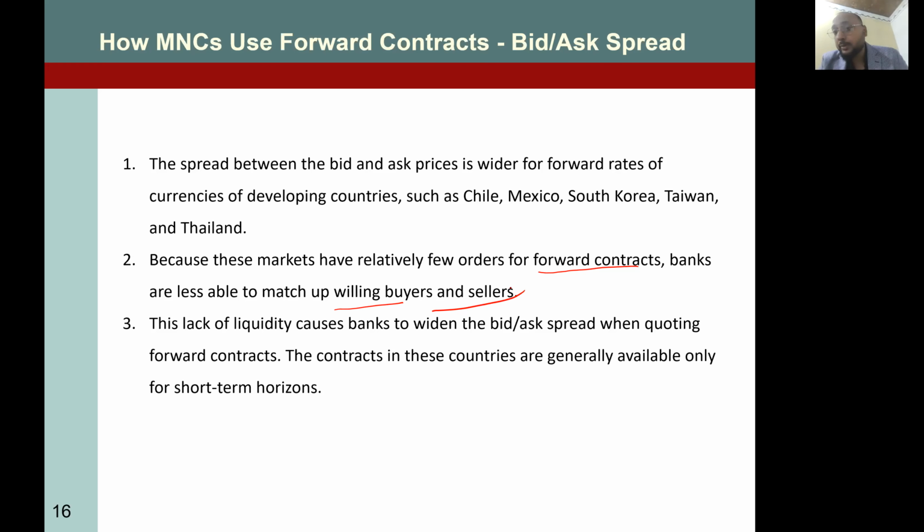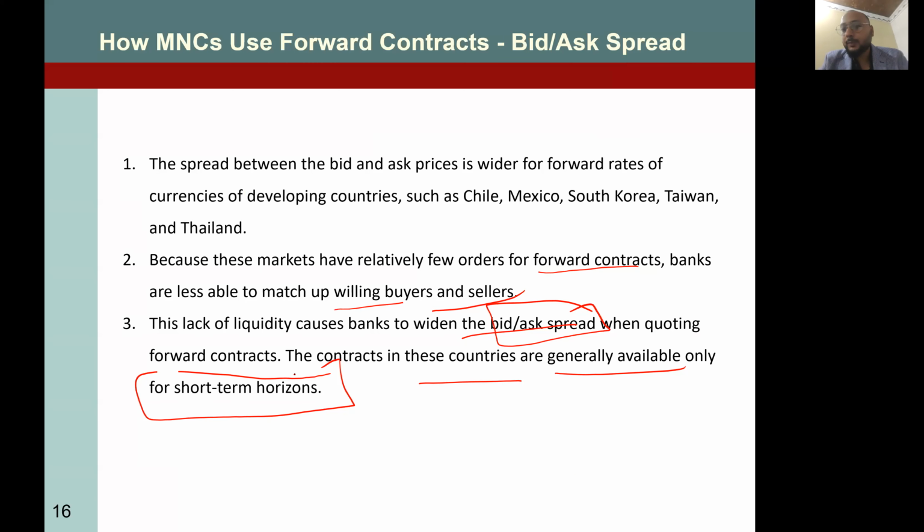Every agent has its own rate, so you don't care about this stuff. All this worry is now on the shoulder of the bank. The lack of liquidity caused banks to widen the spread when quoting forward contracts. The contracts in these currencies are generally available only for short-term horizons, a short period of time, not more than 90 days, I would say.